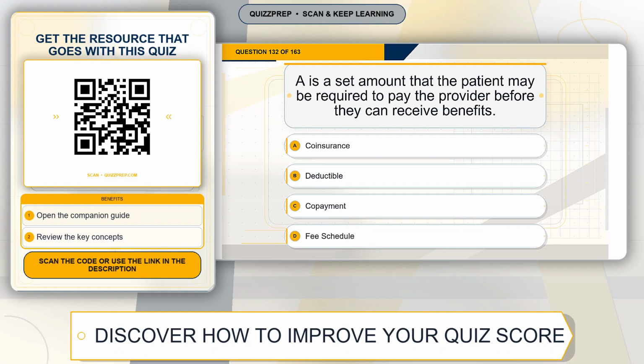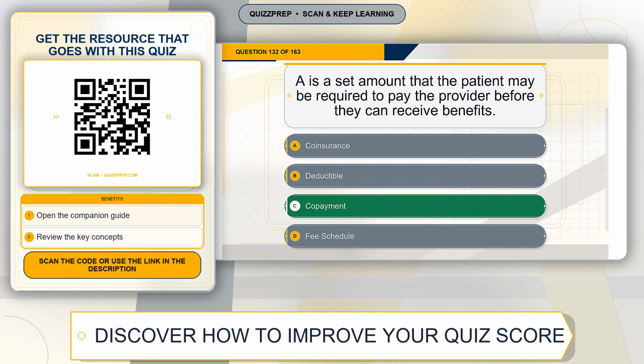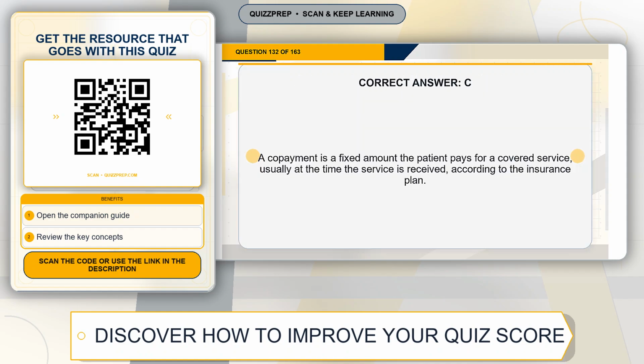Question 132. A blank is a set amount that the patient may be required to pay the provider before they can receive benefits. Option A, coinsurance. Option B, deductible. Option C, copayment. Option D, fee schedule. The correct answer is option C, copayment. Explanation. A copayment is a fixed amount the patient pays for a covered service, usually at the time the service is received, according to the insurance plan.